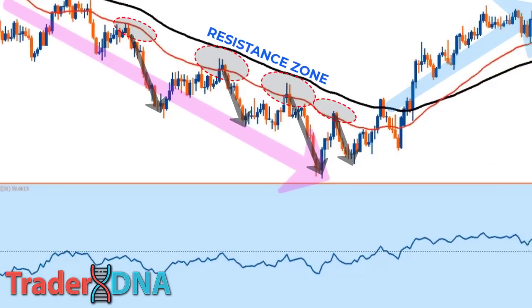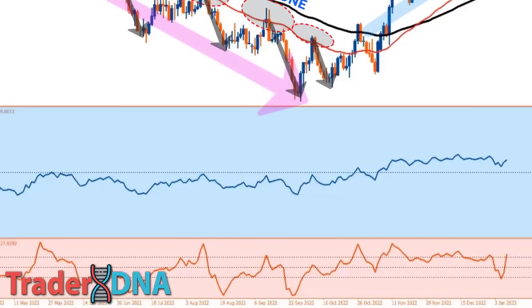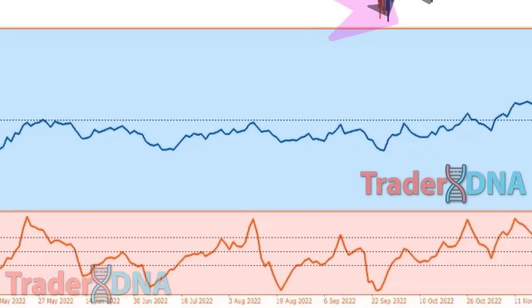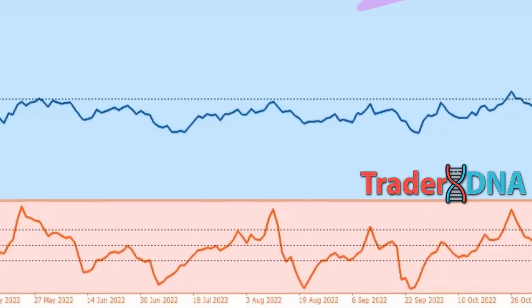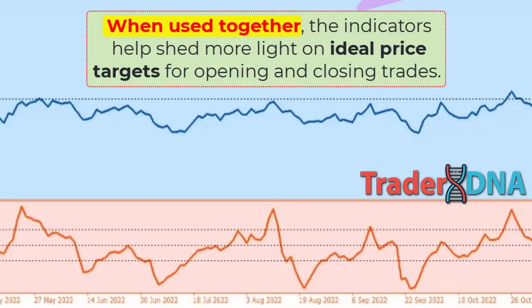RSI and CCI indicators are commonly used in scalping as well as trend trading and swing trading, given their ability to identify oversold and overbought market conditions. Similarly, when used together, be it in automated trading, algorithmic trading or manual trading, the indicators help shed more light on ideal price targets for opening and closing trades.